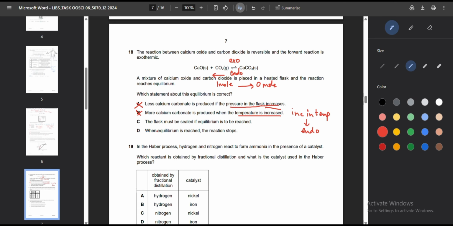Alright, and when equilibrium is reached, the reaction stops. This is also incorrect because the reaction does not stop. Instead, the forward reaction and the backward reaction continue and they both occur at the same rate. So the amounts of reactants and products remain the same. This is called dynamic equilibrium. So that makes option C the correct option.